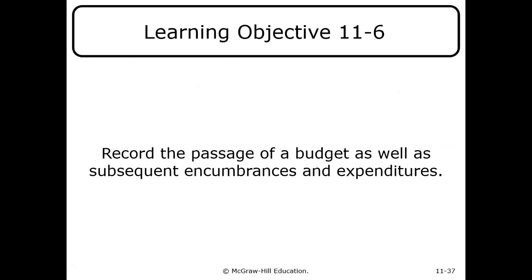Okay, so how do we do fund accounting? We saw the end result. We know why we have to do it. The first thing that normally happens is that a budget is passed. So we're going to take a look at how we record items related to a budget and what we call subsequent encumbrances and expenditures.